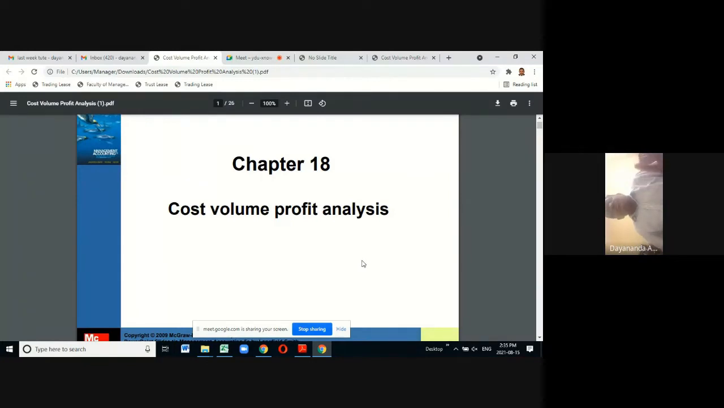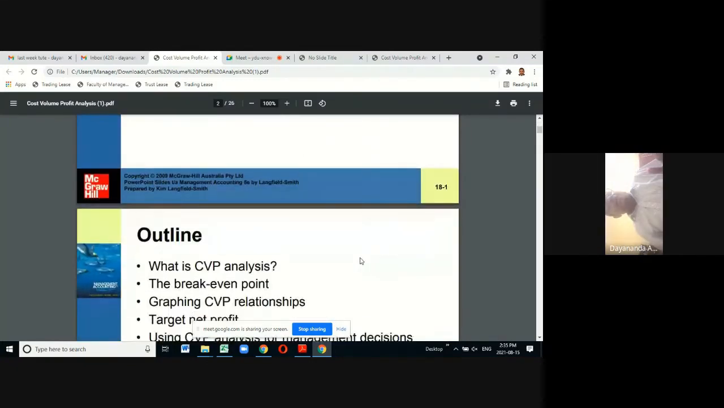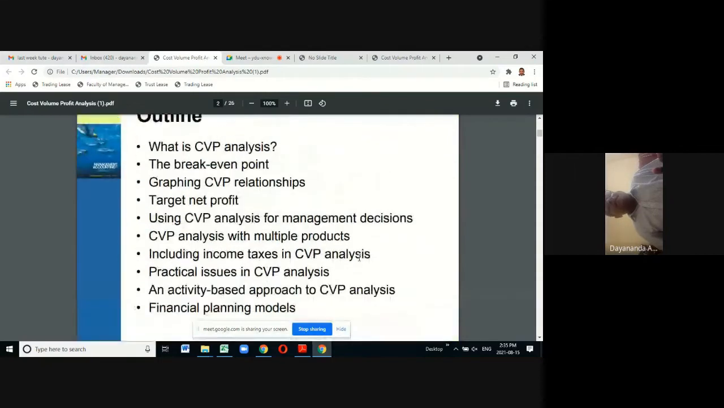Is it clear? Okay. Cost volume profit analysis. These are the basic structure. What is CVP analysis? The break-even point. Then graphic CVP relations, target net profit, using the CVP analysis for management decisions, CVP analysis with multiple products, including income tax. Here we also discussed a little bit about tax, practical issues in CVP analysis, an activity-based approach to CVP analysis, and financial planning. These are the areas we are going to discuss.